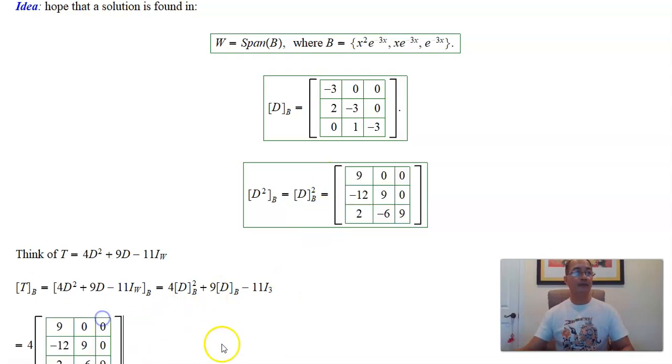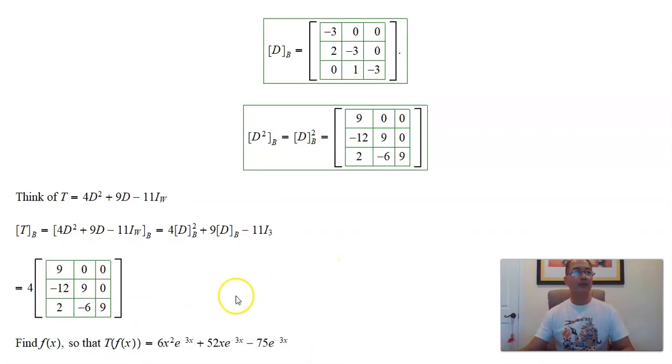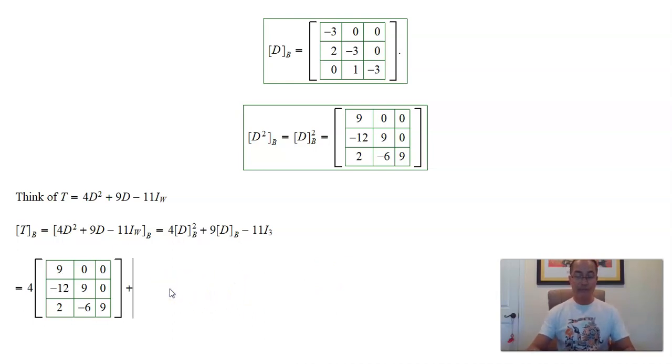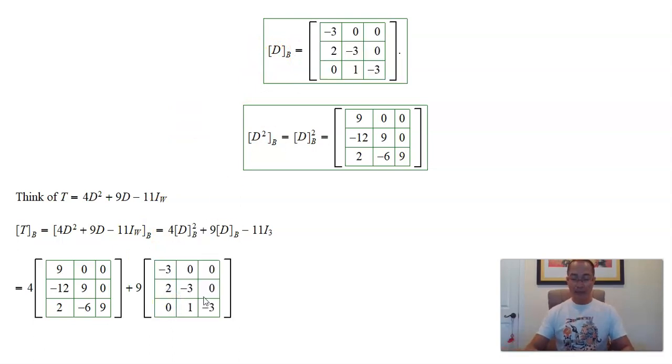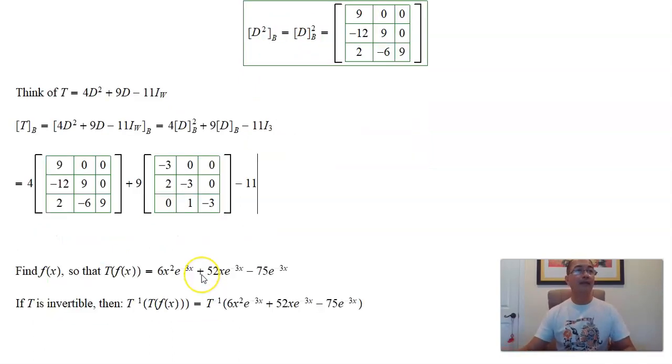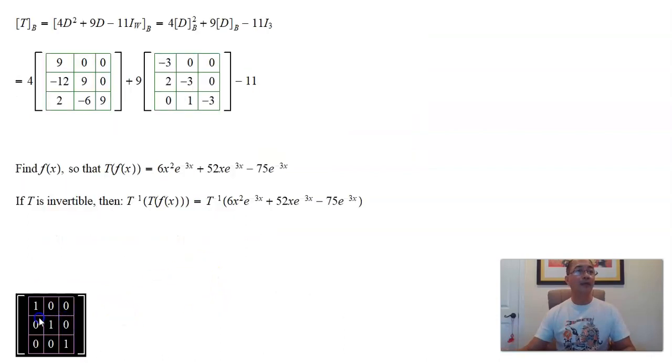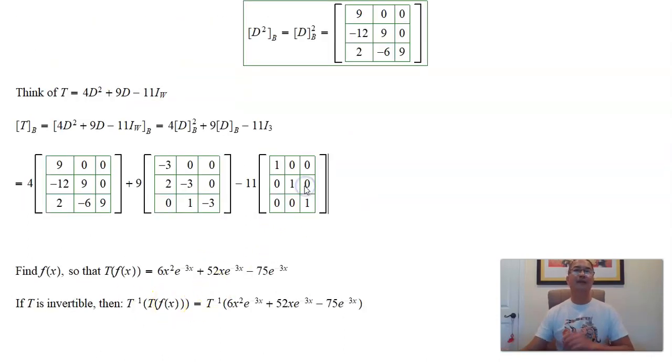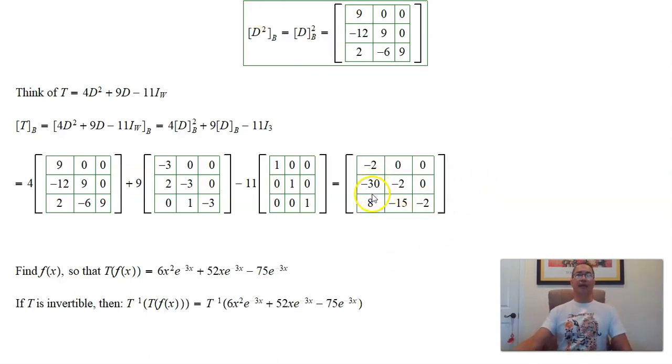Take 4 of the second derivative, right there. Let's make some more space. And then we have 9 of the first derivative right there, minus 11 of the identity. So I prep an identity matrix over here. There we go. Okay, so keep your fingers crossed. Boom. Okay. So that is an invertible matrix.